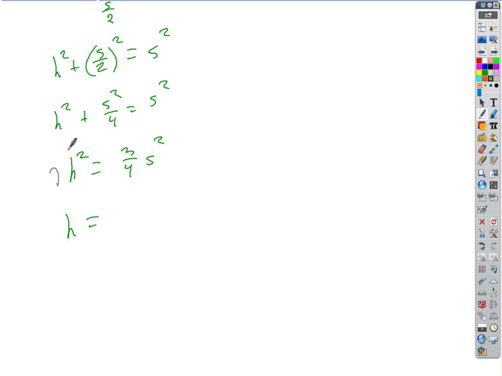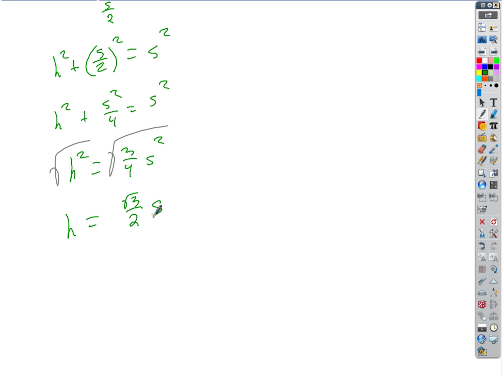And what's that going to give me? So I'm going to get square root of 3 over square root of 4. Well, that's square root of 3 over 2 times S, and technically it's plus or minus, but this is geometrical. There's no such thing as a negative height, right? So we'll just take the positive one.